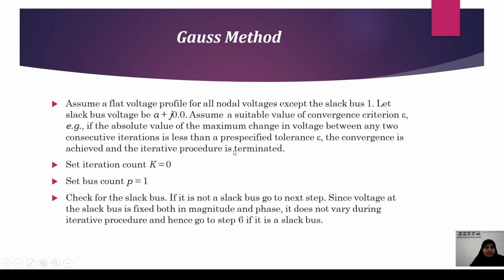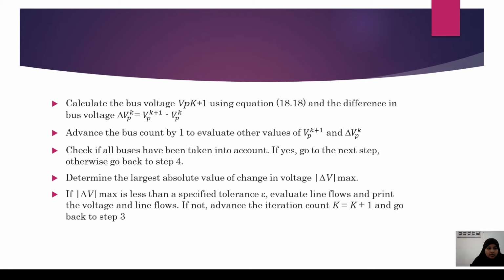So what we are doing, assuming the flat voltage profile except for the slack bus, the slack bus voltage is assumed as a plus j0, and a suitable value of convergence tolerance is assumed here. Then set the count K equal to 0, and the bus count P equal to 1. Check for slack bus. If it is not the slack bus, go to the next step. Calculate Vp^(k+1) and the difference in bus voltage, then advance the bus count by 1 and evaluate the other values, that is Vp^(k+1) and delta Vp^k.